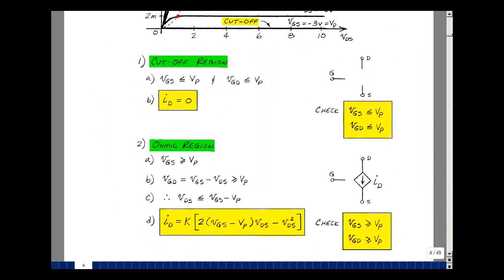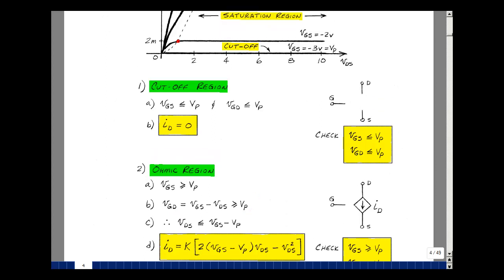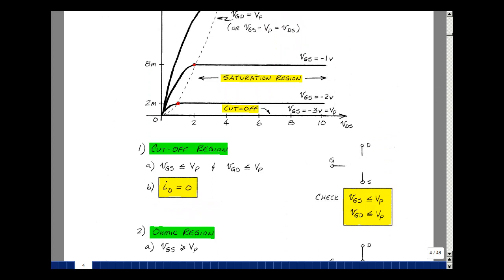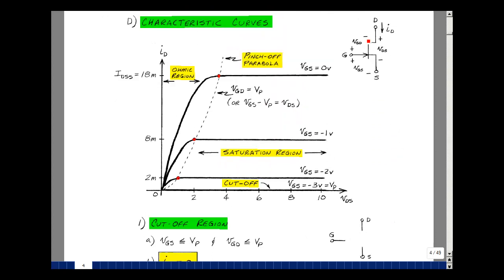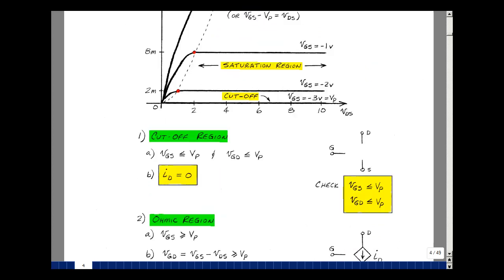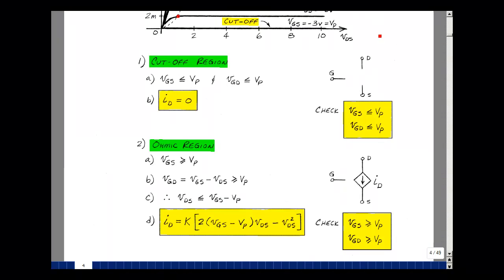I mentioned last time that the gate to source was greater than or equal to pinch-off, and the gate to drain was greater than or equal to pinch-off, and we were in the ohmic region. If we go back on top here, we can find what the gate to drain voltage is. This picture doesn't have the gate to drain on it, but the schematic does. The gate to drain voltage is equal to the gate source minus the drain source. And that's that equation over here. Let's solve for the drain source voltage. That's going to put that over here. The drain source voltage is less than or equal to the gate source minus the pinch-off.